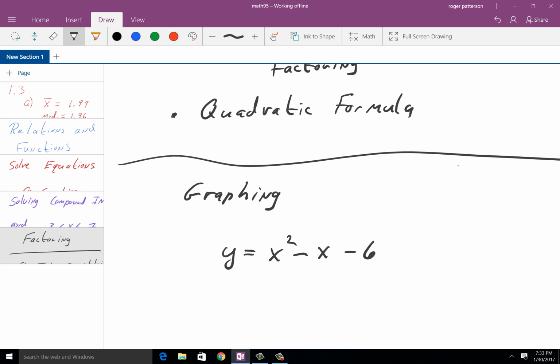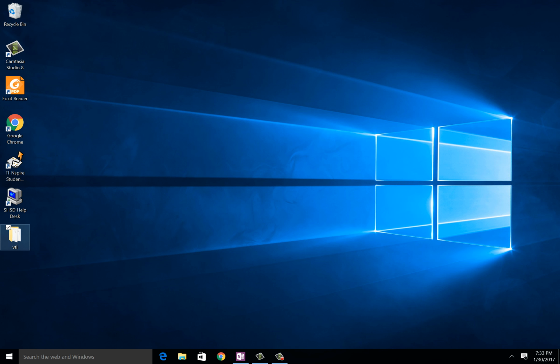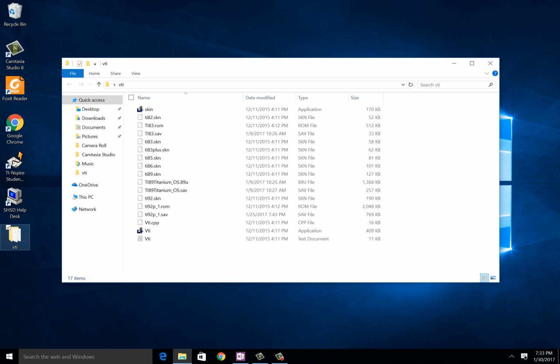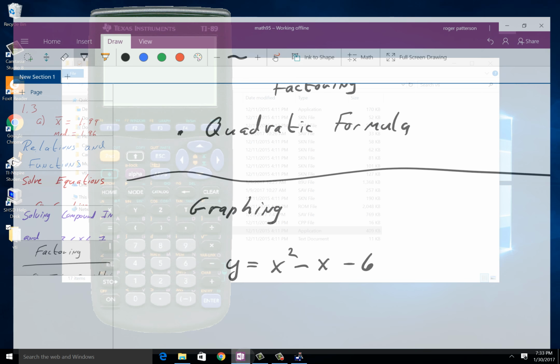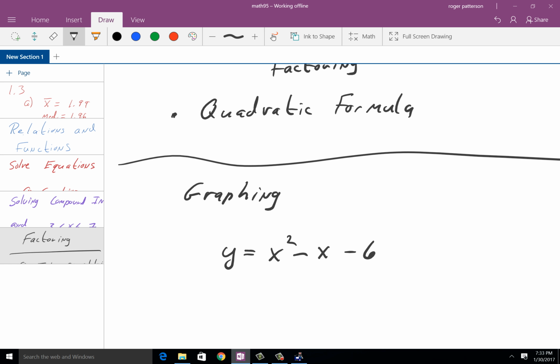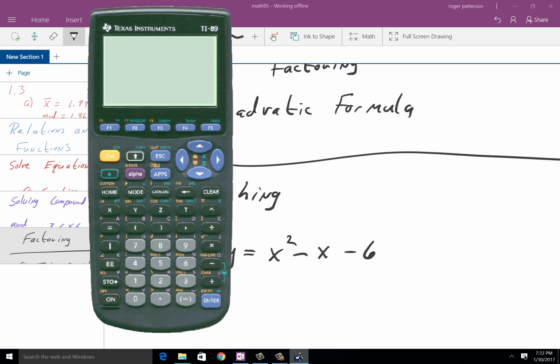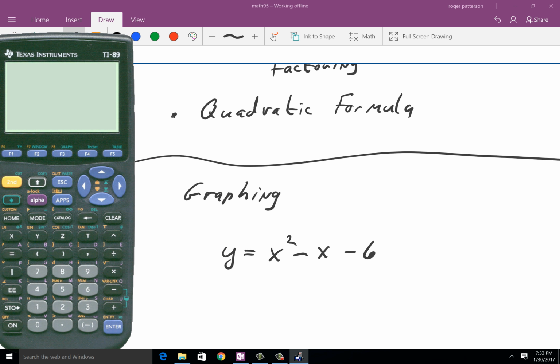Okay, so we're going to take a look at y equals x squared minus x minus 6. And we're going to graph that. So let me pull up this guy. I'll go back to it. There we go. Okay. I'll turn this guy on.